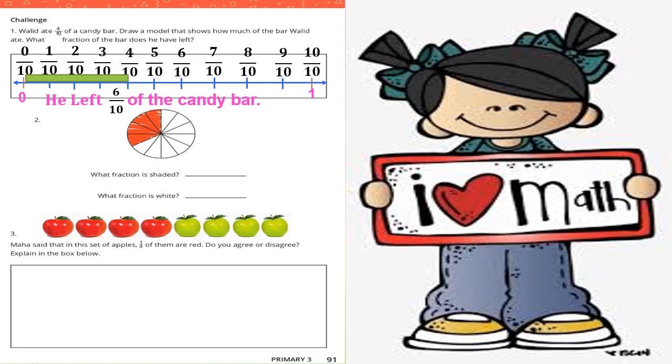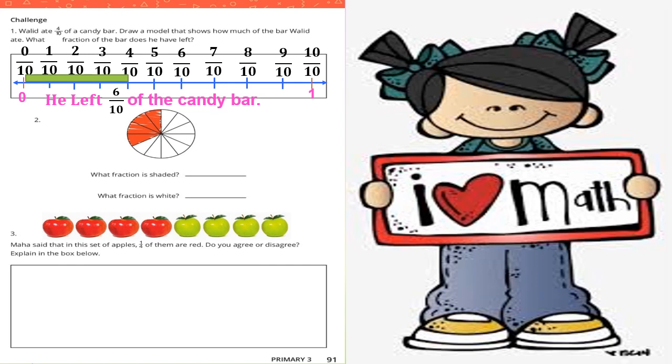Number 2, look at this picture and solve the questions. What fraction is shaded? The rule of the fraction is the number of colored parts over the number of total parts. Here, how many colored parts? Let's count. 1, 2, 3, 4. So the colored part here is 4.